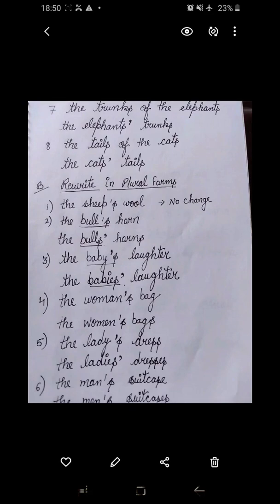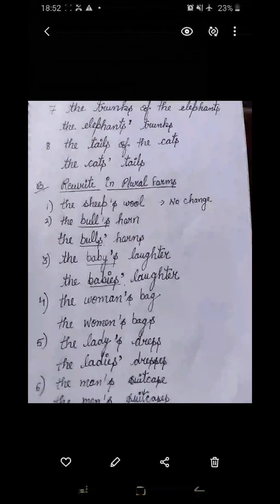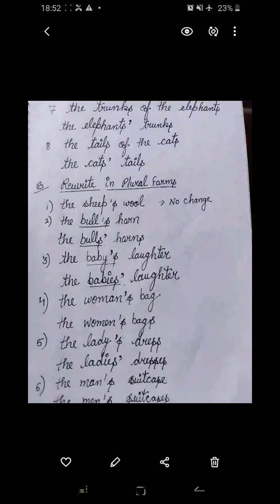The woman's bag. Here woman is singular. It becomes women's bags. See, the lady's dress. Lady apostrophe S is singular. To make it plural, you have to use I-E-S. So if you make it plural by adding I-E-S, it's ending in S. So you have to put apostrophe sign only. The ladies' dresses.